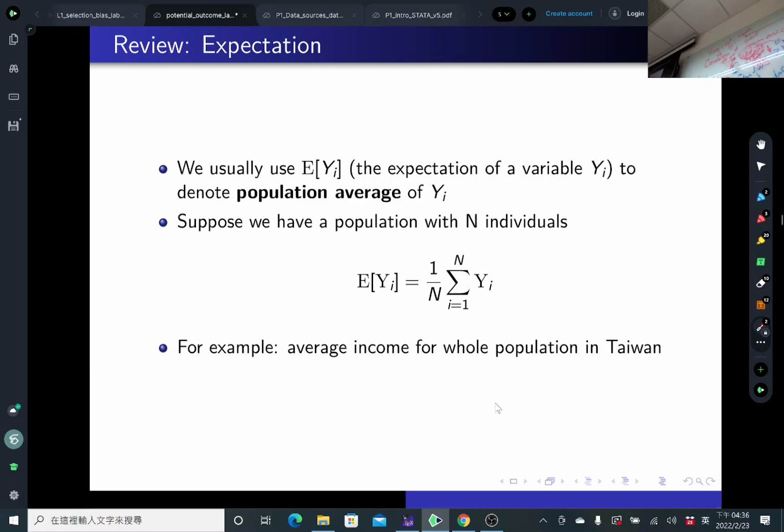So you say the minus 1 actually is when you calculate the variance or standard deviation. Yeah. But here I discussed the population. Okay.